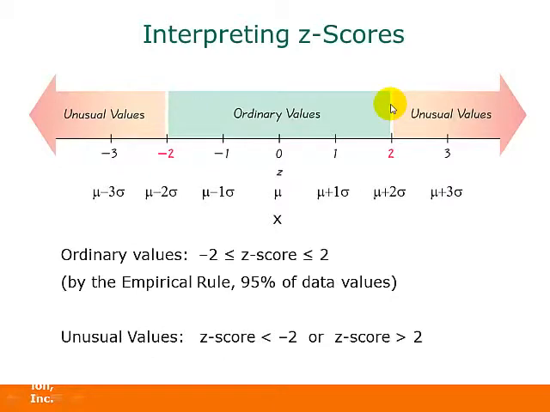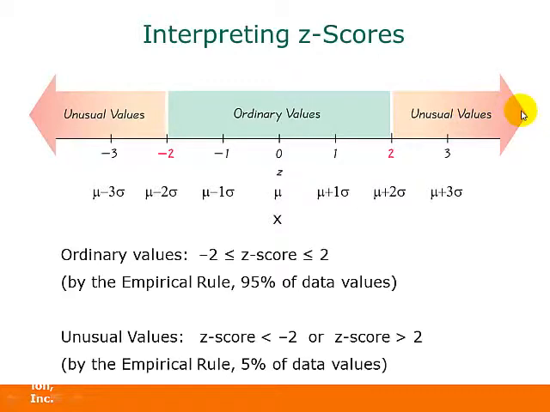Now, what we call unusual values are anything outside of that range. So anything that has a z-score less than -2 or greater than +2. Again, if we're looking at the empirical rule, we would have a total of 5% of our values on these two ends. So we'd have 2.5% on this end and the other 2.5% on this end.